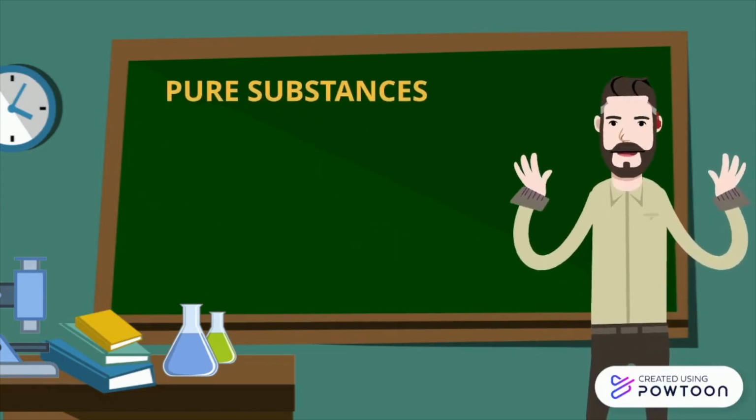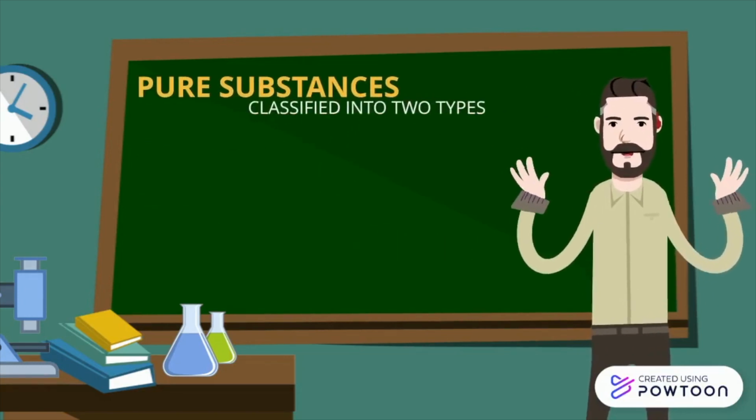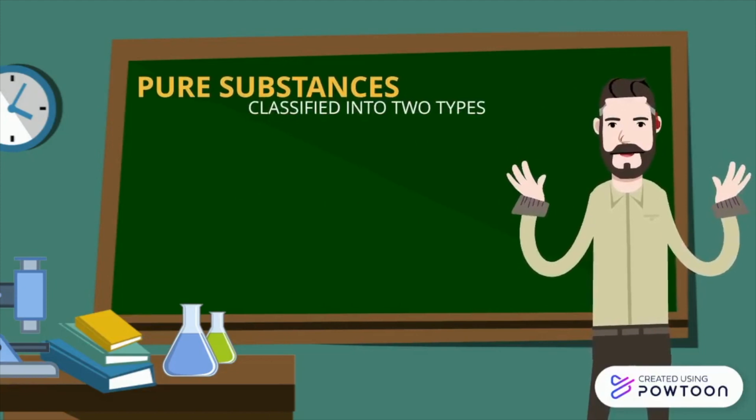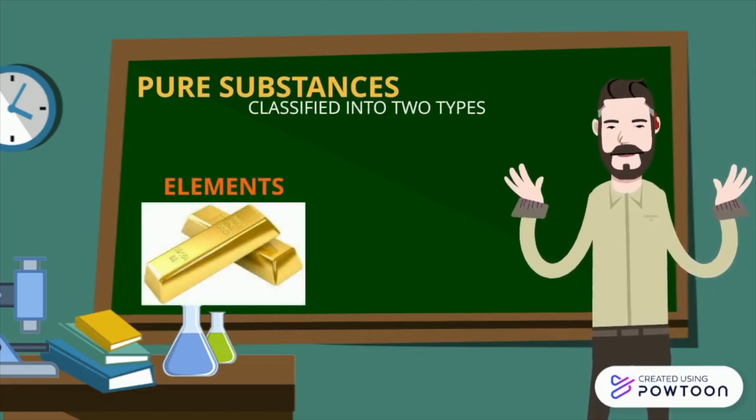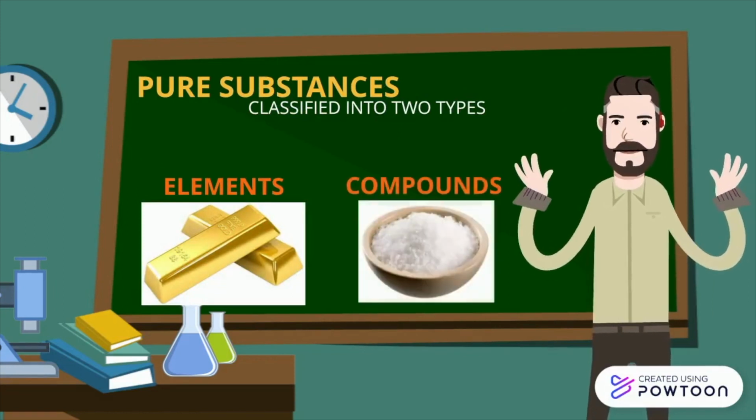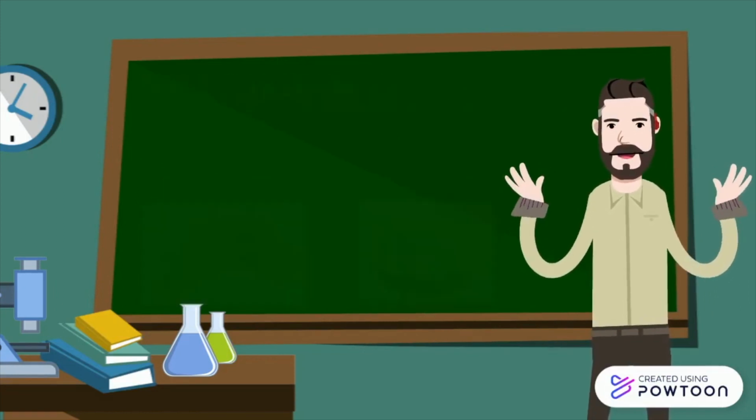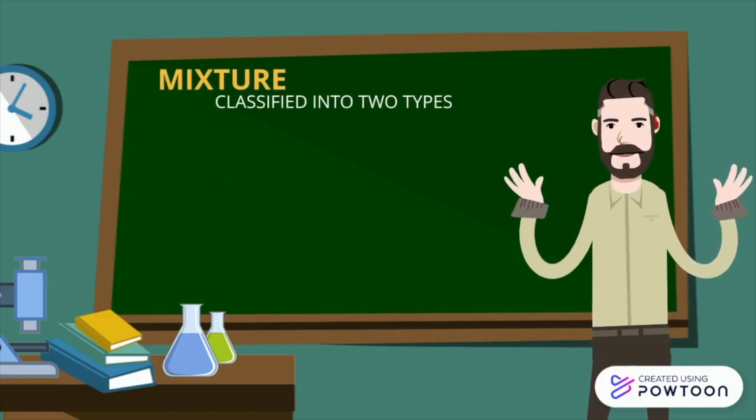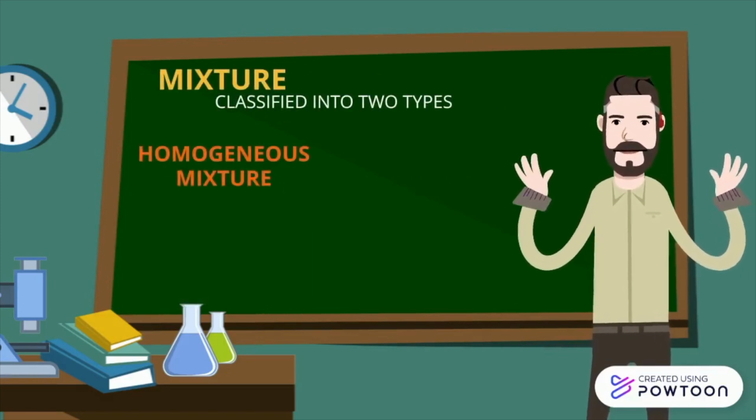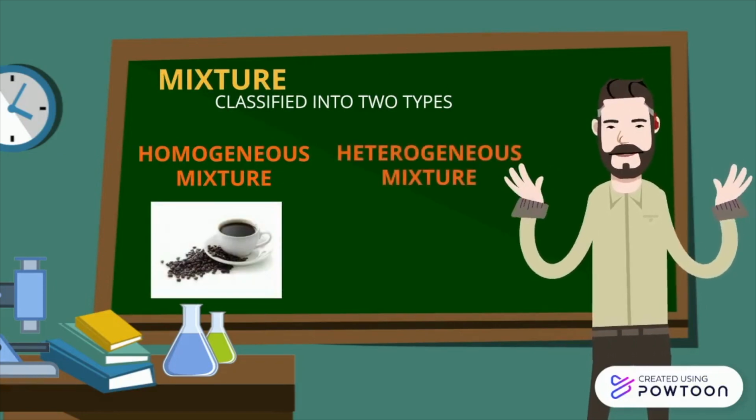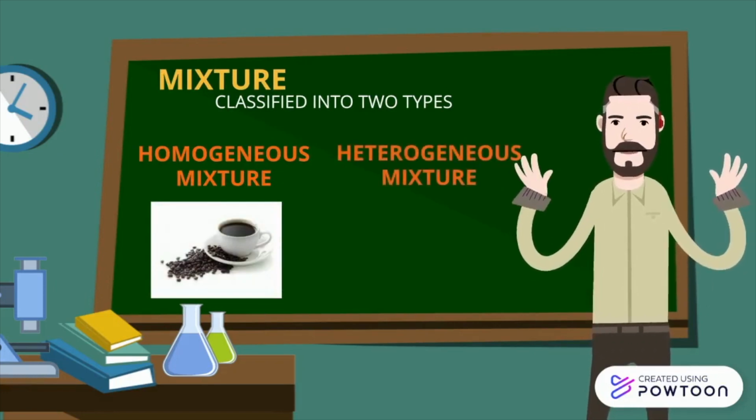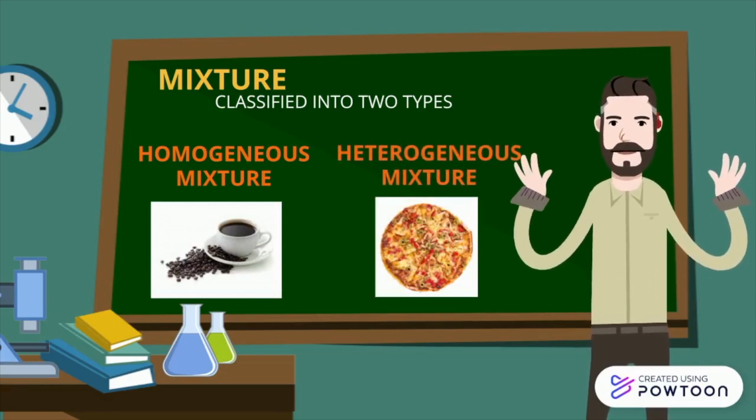The pure substances are also broken down into two, and these are the elements, example, we have the gold bar, and the compounds. Example of our compounds are table salt. Mixture also has two types. The homogeneous mixture, example of it is the coffee, and we have the heterogeneous mixture, example is pizza.